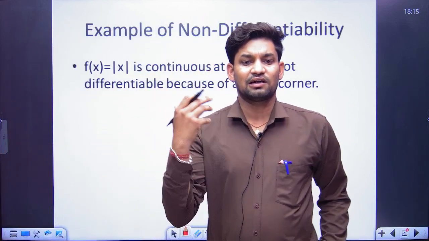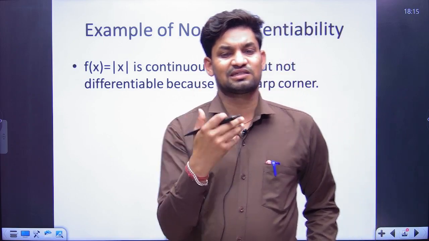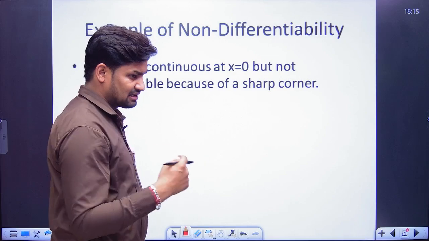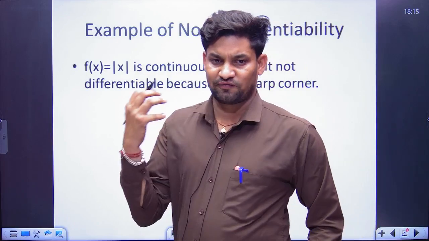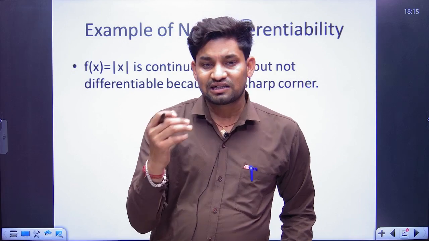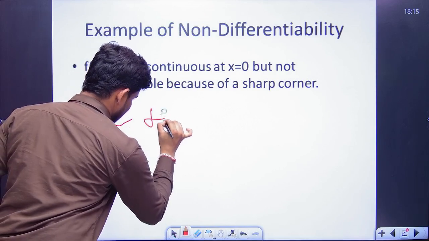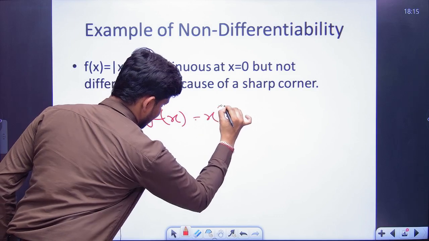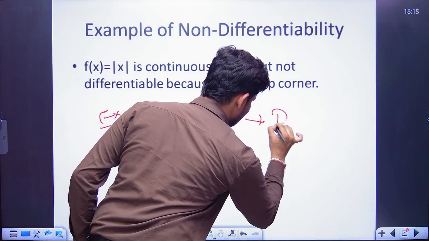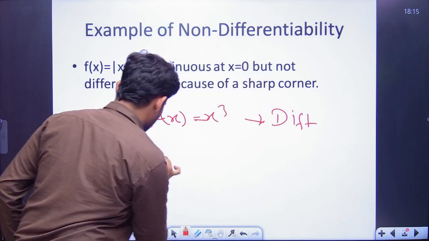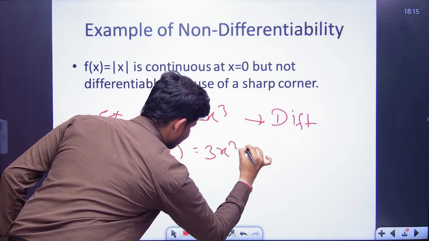Differentiability. What is differentiability? The first question that arrives when we hear the word differentiable comes to our mind. Any function f(x) is said to be differentiable if its derivative exists. Example, f(x) equal to x cube is differentiable because f dash x equal to 3x square, its derivative exists.